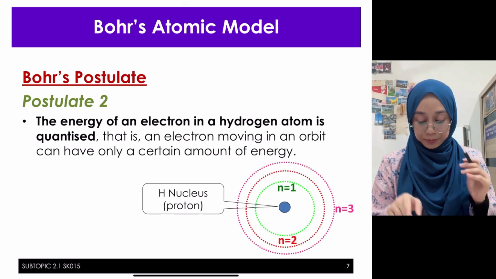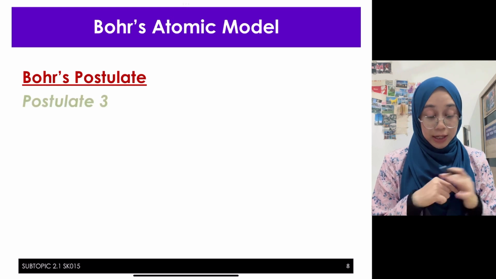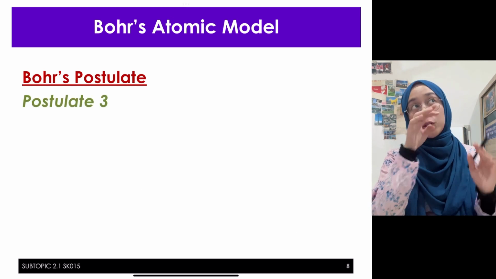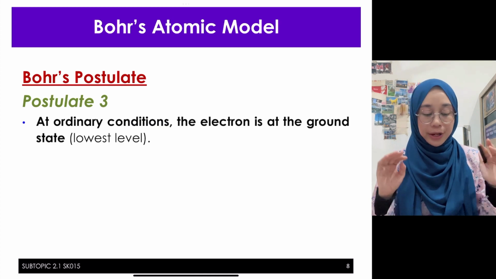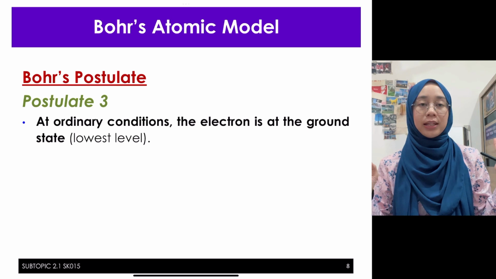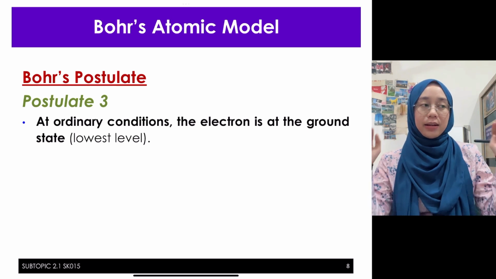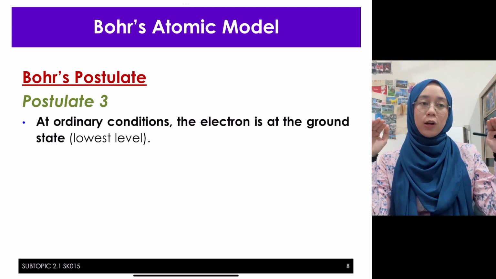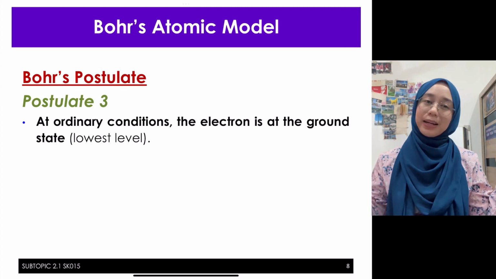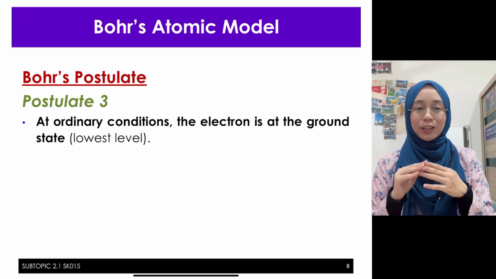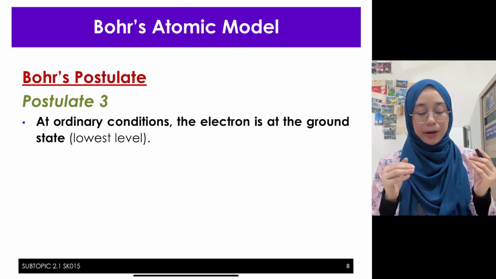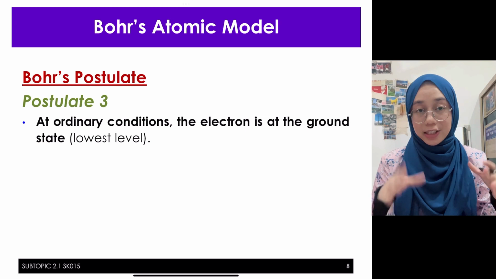Okay, and then kalau kita tengok yang ketiga pula, so yang ketiga ni panjang sikit. Okay, so usually in ordinary condition, dia dekat the lowest energy untuk elektron, yang dia paling calm lah kiranya kan. Okay, so elektron akan berada dekat ground state. Okay, ground state ni bermaksud dia akan berada dekat the lowest level, energy level.